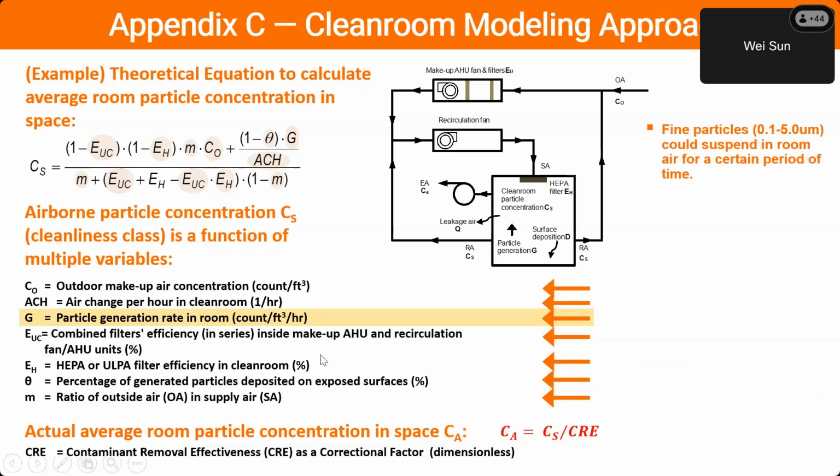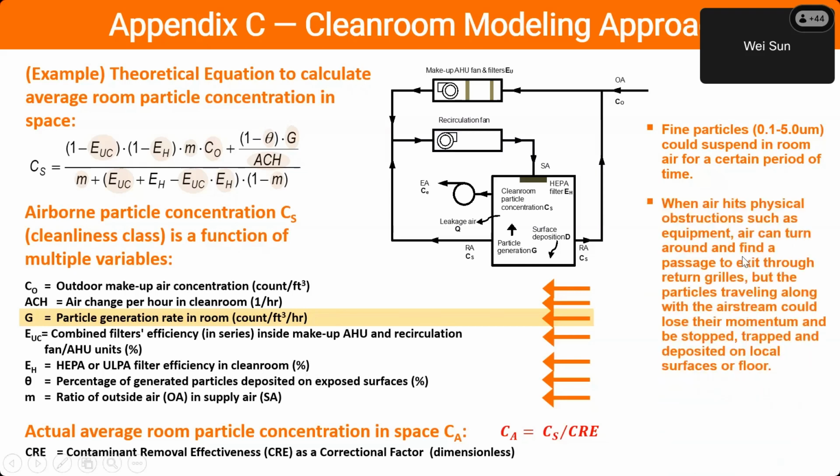And so there are a few things. One is that fine particles can suspend in the air for a certain period of time. In other words, particles can dance in the air for a long time before they settle down. Unlike a tracer gas or other gas, which dissipates into the air much more quickly and evenly, particles can dance in the air. If they are in the supply return air path, they can exit through the return path.